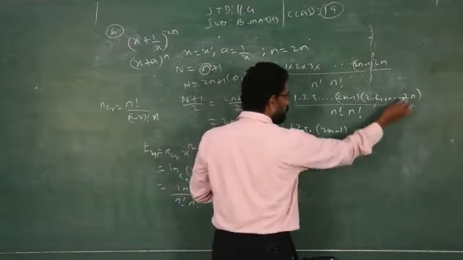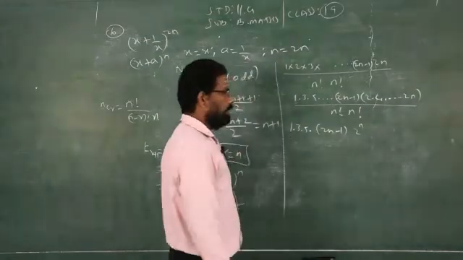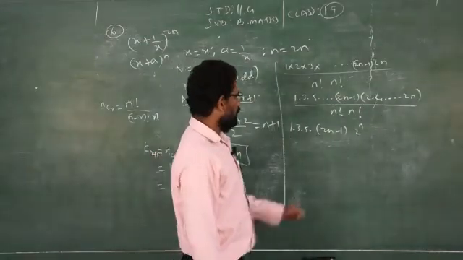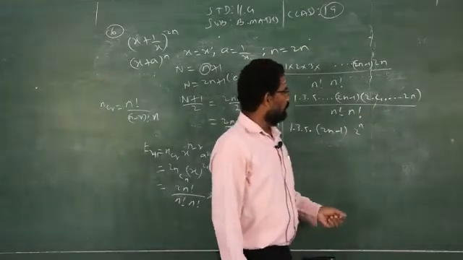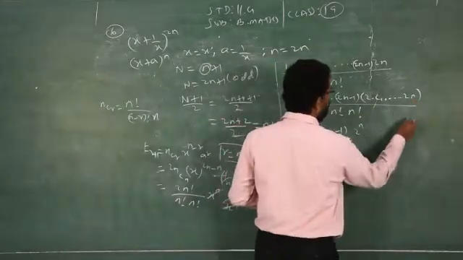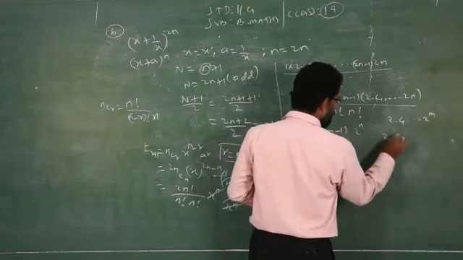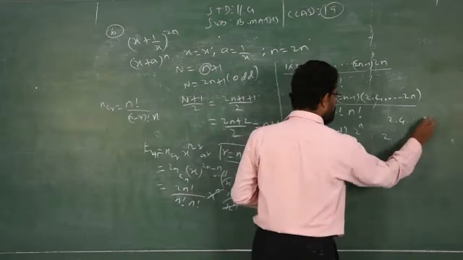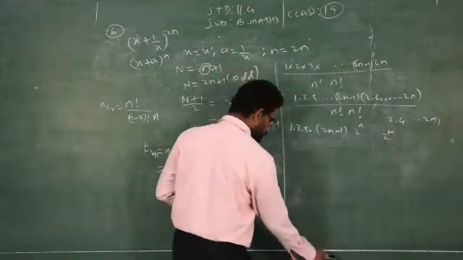I am taking 2 outside. 2 is repeated how many times? n times. Therefore, you have to take 2 power n. When I take 2 as the common factor of n terms, that is 2 power n. If it is m, for example 2 into 4 into up to 2m, if I am taking 2 outside, that is m terms, then 2 power m you have to take. Don't take 2n.